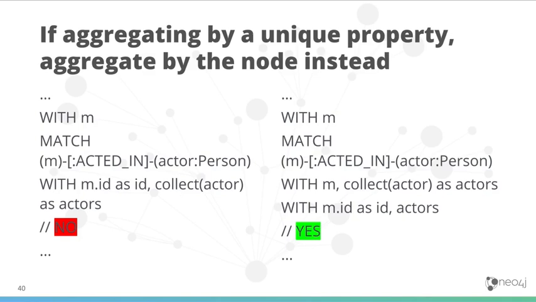If we're aggregating by a unique property, it's actually more efficient to aggregate by the node instead. So in this case, we're matching out from movies to the actors that were in that movie, and we'll collect those actors. And we could collect with respect to an ID property, for example, if this was unique. The problem here is that for each of those actors, say if they were 10, we'd have to do 10 projections of the ID property, 10 property accesses of the same movie before we do our collection. Whereas if instead we collect with respect to the node, in this case, now that the node has become distinct, we only have to do property access across one row. More efficient.